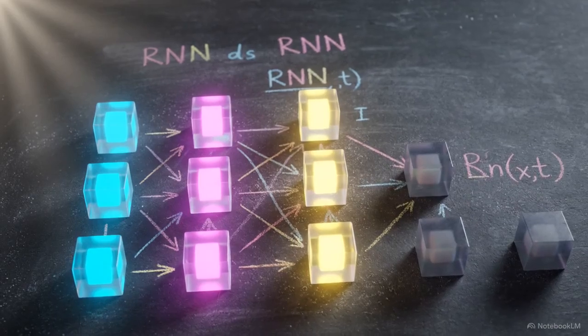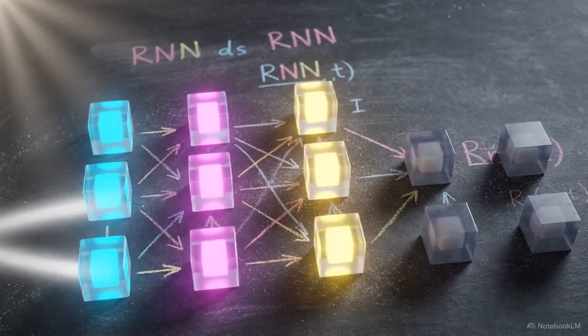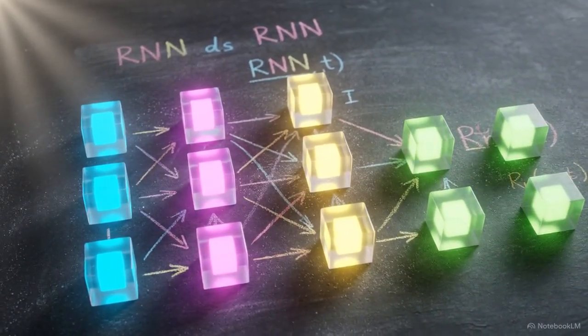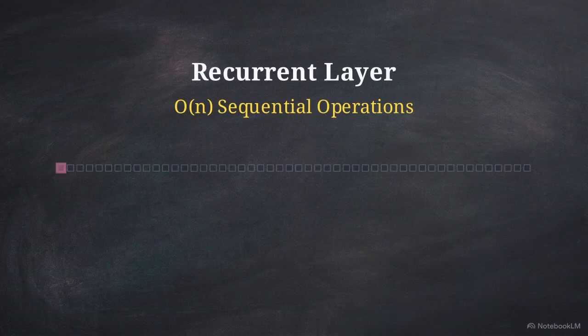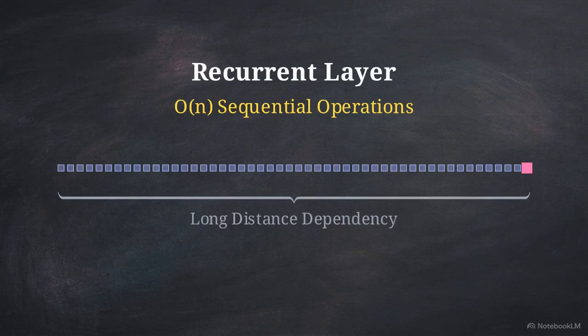Before 2017, the most effective sequence models relied on recurrent layers, architectures that process language through a strict lockstep bottleneck. This forced an O of n sequential constraint. To compute position 50, the model had to wait for the completed computation of the previous 49 tokens. This sequential requirement prevents parallel training and limits the network's ability to model dependencies across long distances.